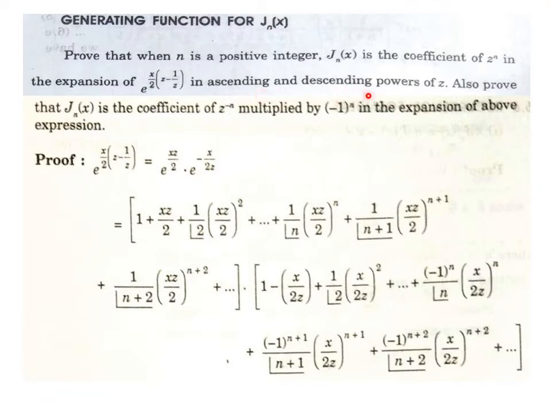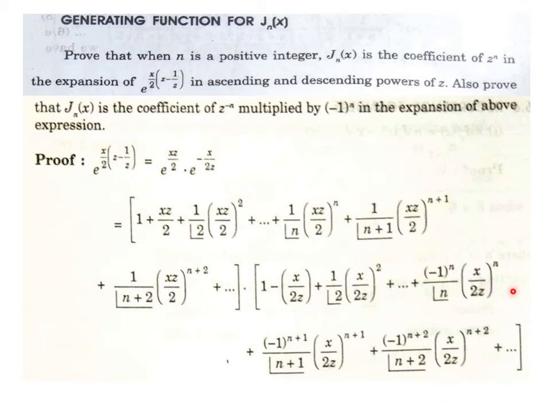Now what about that statement, ascending and descending powers of z? You can see in this first bracket the power of z is increasing continuously, z square, z^n, that means ascending, and in that other bracket the power of z is decreasing continuously. Why? Because 1 upon z means z^(−1), then 1 upon z whole square means z^(−2), etc. That means ascending powers and descending powers together.